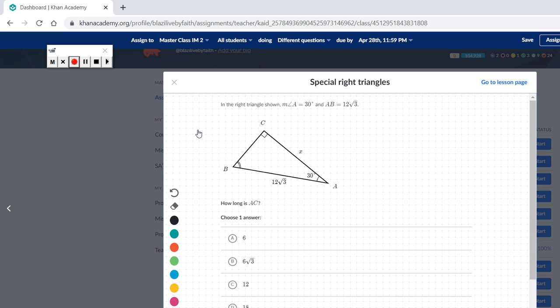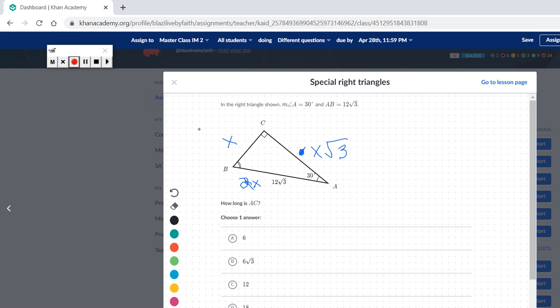What I'm going to do is cross out the variable here, and put the pattern right on the triangle that we have. The side opposite the 30 degree angle is always x, and the hypotenuse is always 2x. This side's always x root 3. I'm going to use this model to solve all three legs, and that's how I'm going to do all these problems. I'm just going to use the pattern, put it straight on the triangle, and then solve accordingly.